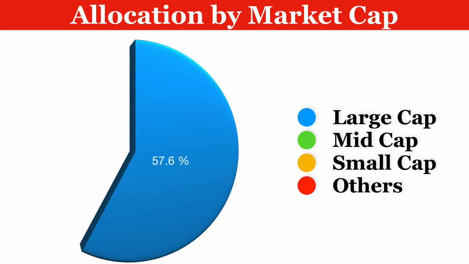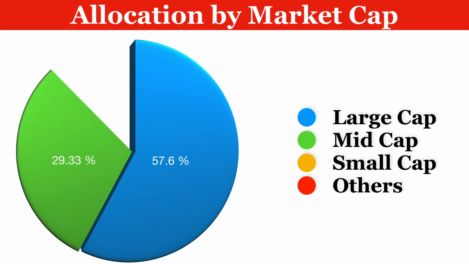In the coming section, we will understand the fund allocation by market capitalization. As I mentioned earlier, this is going to be a FlexiCap fund. So the flexibility of allocation depends on the fund manager's decision. 57.6% is being allocated to buy large cap stocks, whereas 29.33% is being allocated for mid cap stocks. The remaining 12.42% is being allocated to buy small cap stocks as of now.